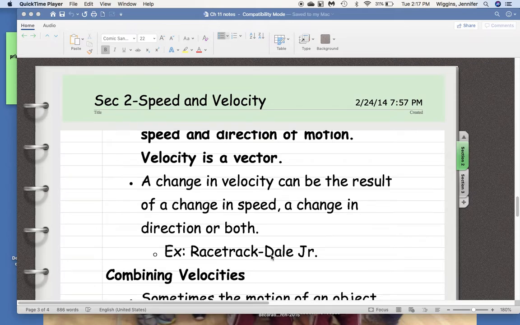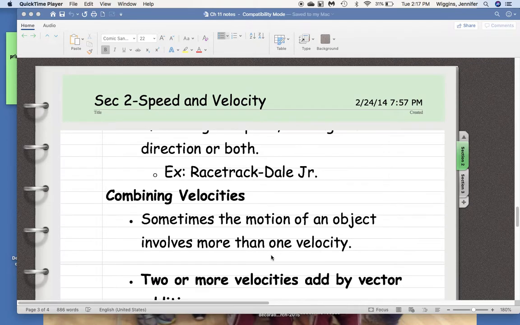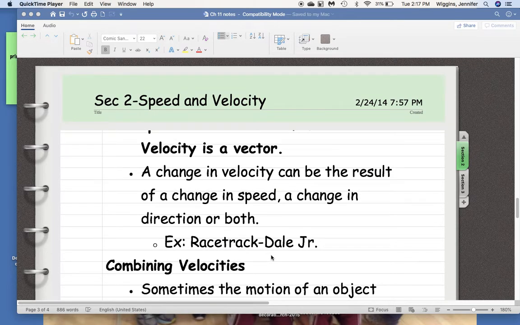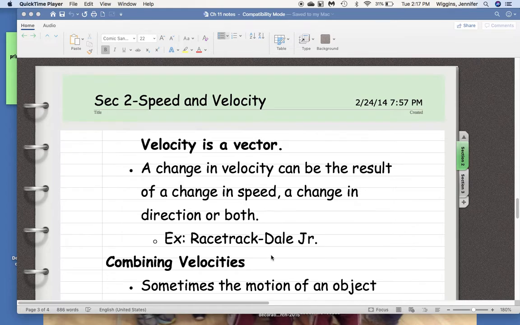And then let's talk about combining velocities. The way you can change your velocity is you can either speed up, slow down, change your speed, change your direction, north, south, east, or west, or you can do both. You can slow down when you turn, you can speed up when you stop turning, like when you go straight again. So that's what it means, okay?